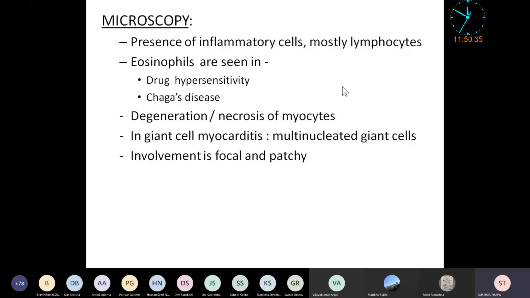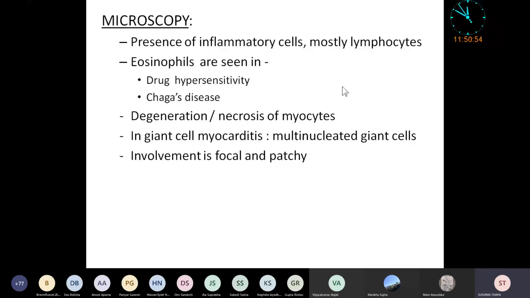There can be features of degeneration or necrosis in the myocytes. And if this is a case of giant cell myocarditis, you can see multinucleated giant cells. Histologically you can also see focal or patchy involvement in the myocardium.